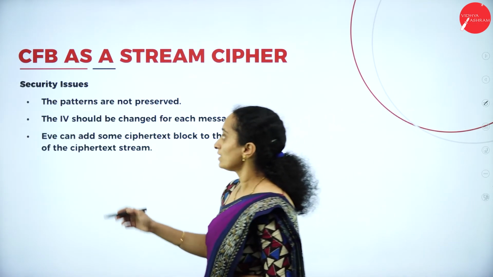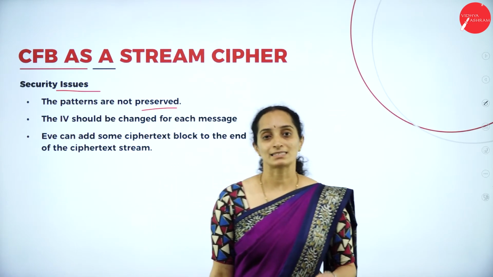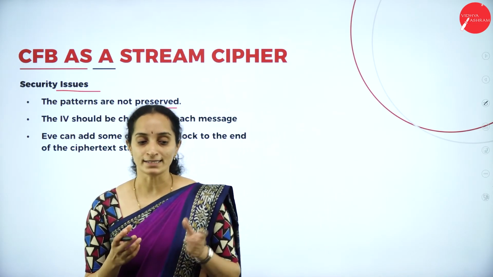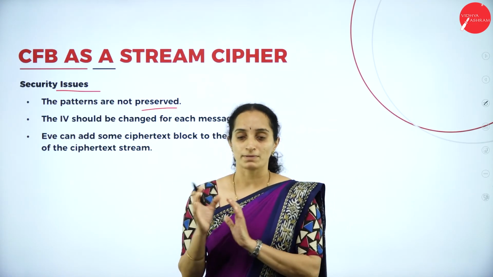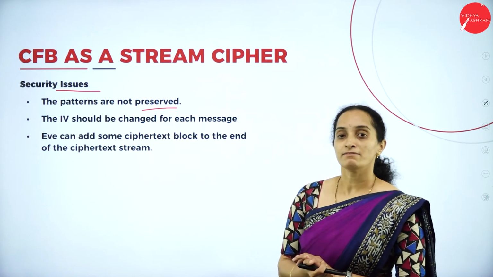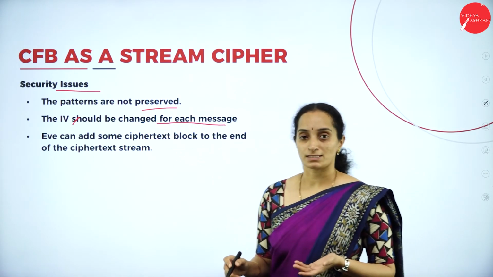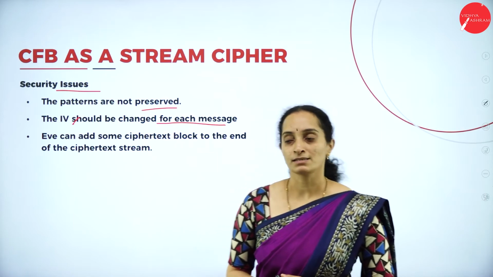When you look at the security issues in CFB as a stream cipher, the patterns are not preserved for the next execution, because the attacker or adversary can easily guess the plain text if you get a certain series of the ciphertext. Since it is a stream, when you get certain blocks, you can guess the other blocks. What may be the content of the other block can be easily guessed by the adversary. So the patterns are not preserved in CFB when it is used as a stream cipher. The initialization vector should be changed for each message. Otherwise, the ciphertext received may be the same as that of the previous message.